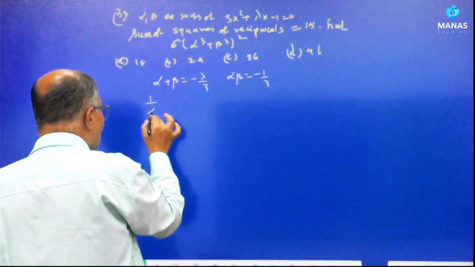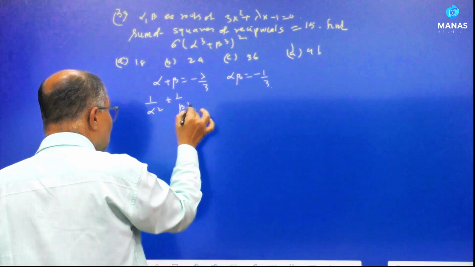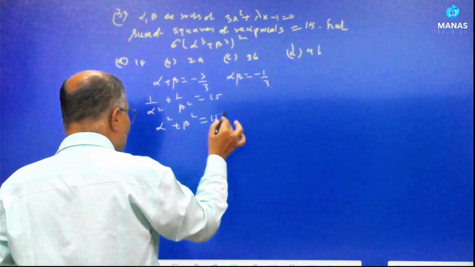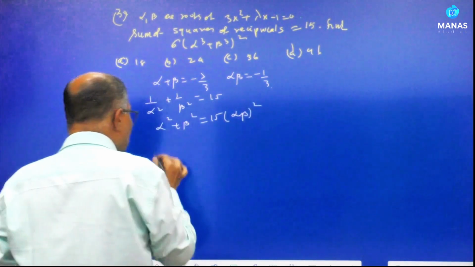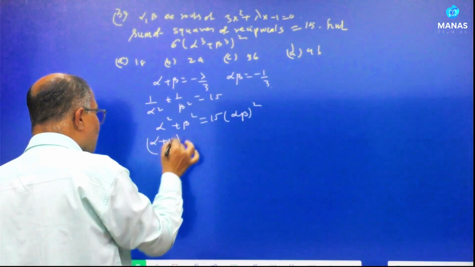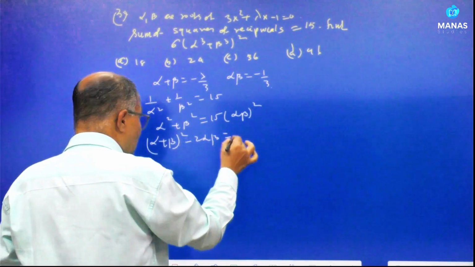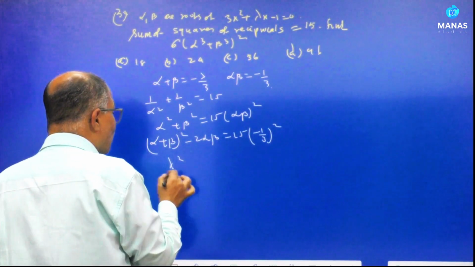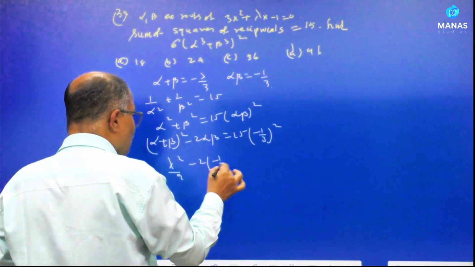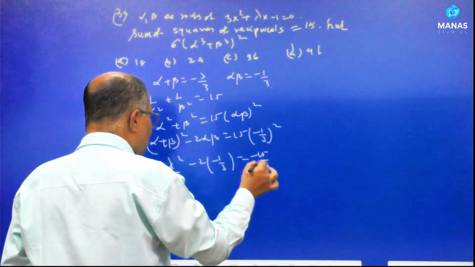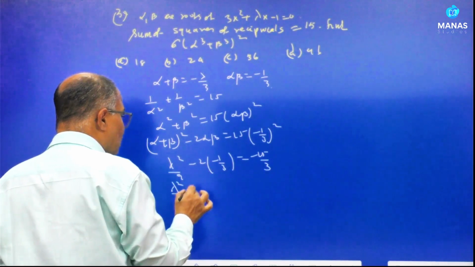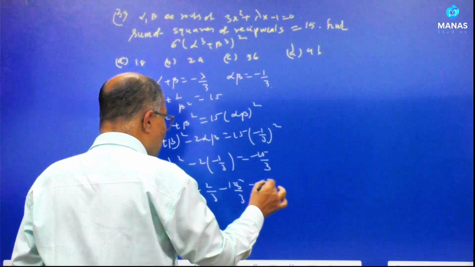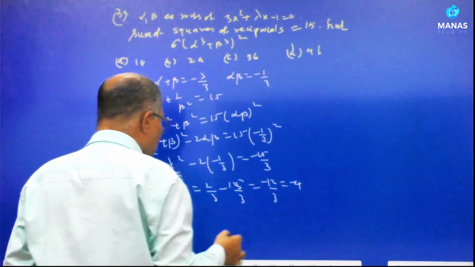According to the question, 1 by alpha square plus 1 by beta square equals 15. That is, alpha square plus beta square is equal to 15 into (alpha beta) whole square. That is (alpha plus beta) whole square minus 2 alpha beta equal to 15 into (minus 1 by 3) whole square. That is lambda square divided by 9 minus 2 times minus 1 by 3 equal to minus 15 by 3. Lambda square divided by 9 equal to 2 by 3 minus 15 by 3, that is equal to minus 12 by 3, which is equal to minus 4.